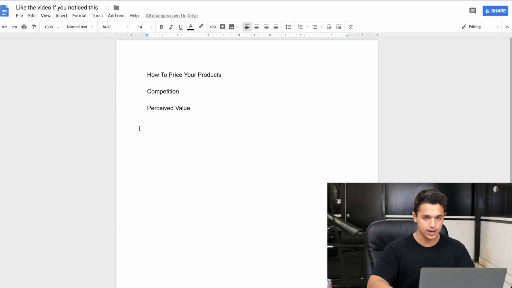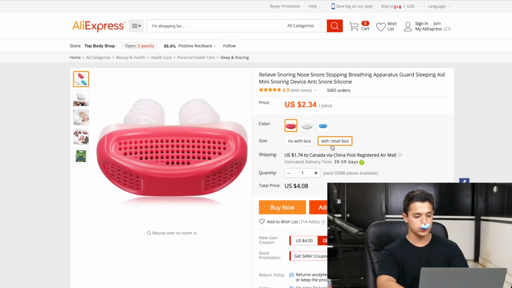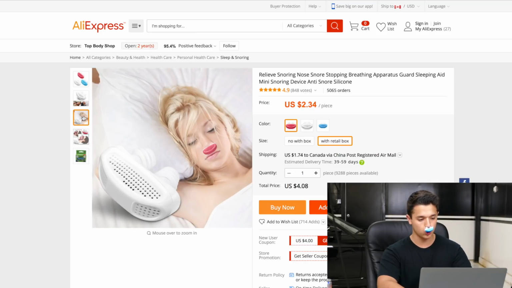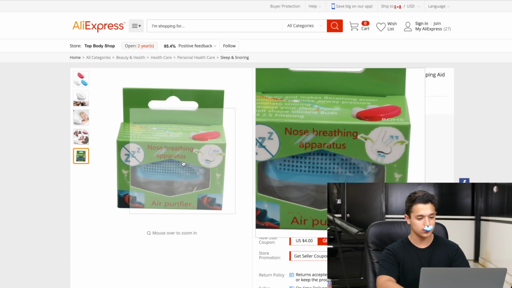So let's go ahead and look at a product that we're going to determine how much we should charge for. It's actually a product I sold on one of my old stores. Let's go ahead and do that. The product we have here is the anti-snoring nose device, okay? They charge $1.88 to $2.34 a piece. You can get it with no box or with the retail box, whatever that means. Basically, what it's supposed to do is prevent you from snoring. I guess maybe it works, maybe it doesn't. I would have to see for myself, but oh, there's the box. Nose breathing apparatus.